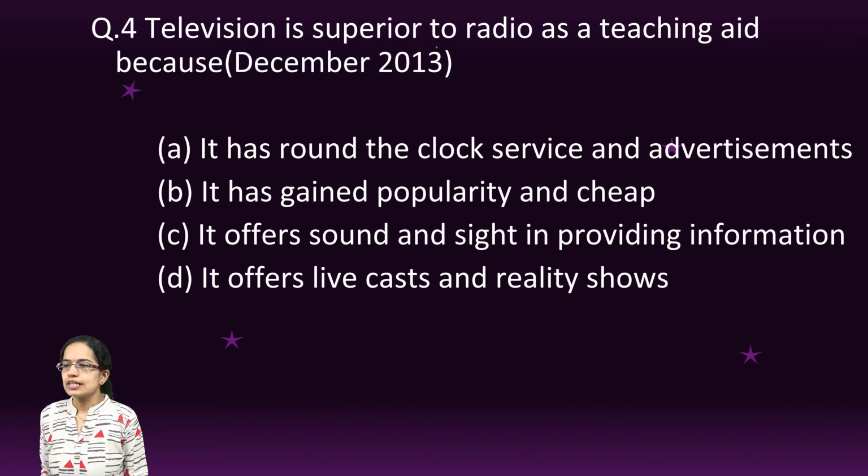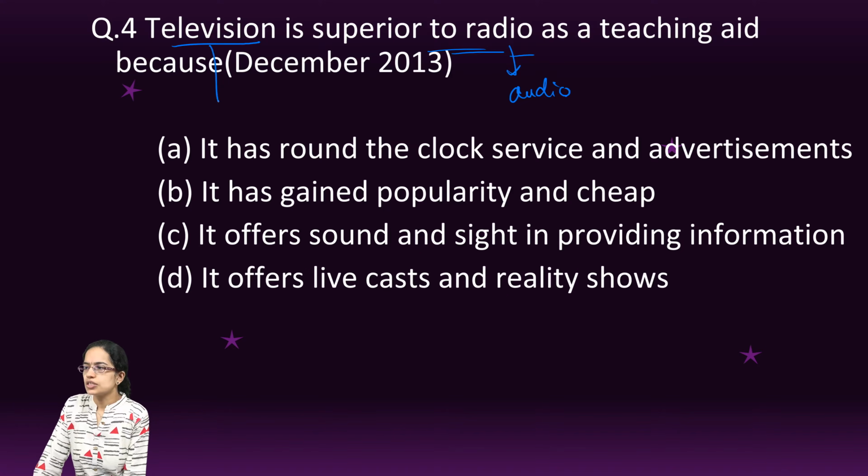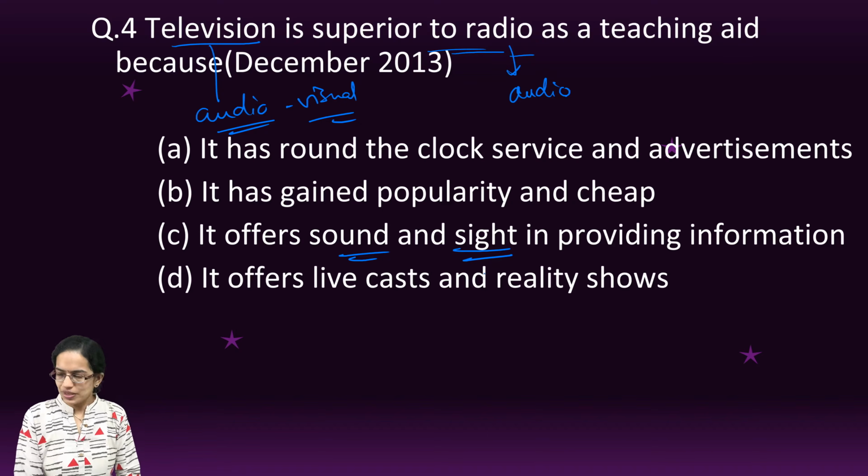The next is, television is superior to radio. Very, very simple explanation. Radio is merely audio, whereas television is audio-video. So you have audio-visual. So you have both the elements of hearing as well as seeing. Now, definitely sound and sight provide better information. So you have C as the right option here.